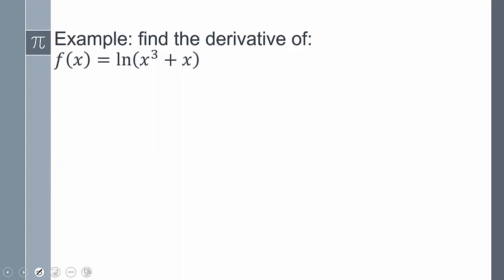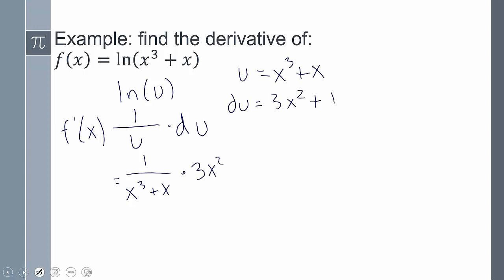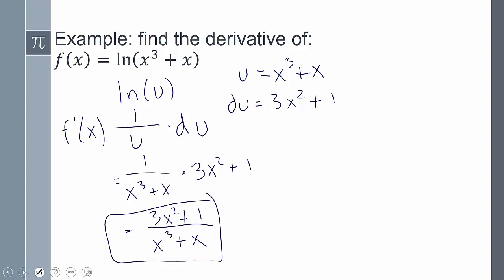This one here, ln of u, and so we know that that's going to be 1 over u times du if I take the derivative. And so that's then going to be 1 over x cubed plus x times, now if I said u is x cubed plus x, taking the derivative of that, it'll be times 3x squared plus 1. So my answer is going to be 3x squared plus 1 over x cubed plus x. I know I kind of did that one a little fast, but I think you understand what I mean by the u and the substitution.